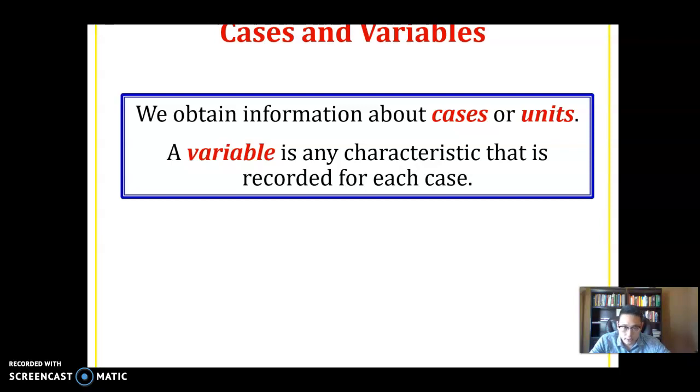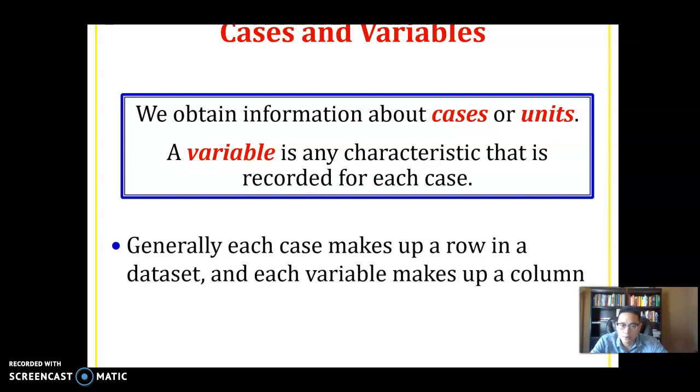And a variable is any characteristic that is recorded for each case. So variables could be your height, your weight, right? And whether you're left-handed or right-handed, something to describe you. It's a variable. So those are two important definitions you need to know. And generally, each case makes up a row in a data set, and each variable makes up a column.